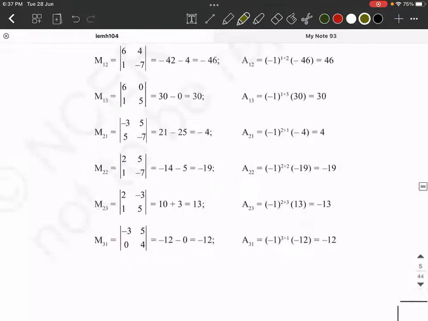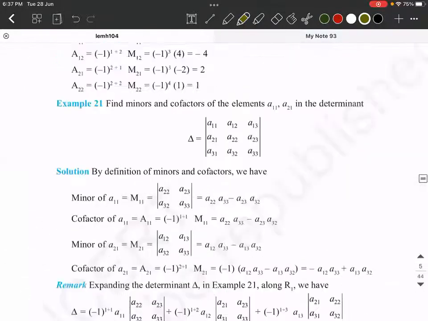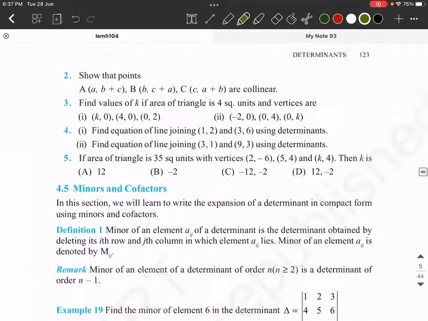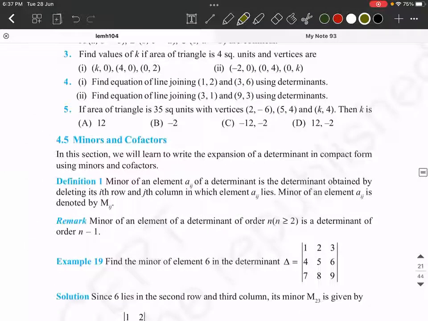So I wanted to explain two important terms. Then I'll go back. So I don't think that I went to 4.5 because there is something I'm going to connect it to the first part. Okay. Now we'll discuss the topics called minors and cofactors. So please write down this. This is very, very important.